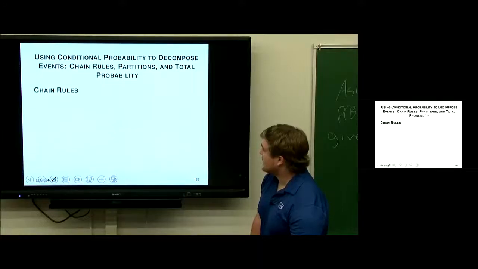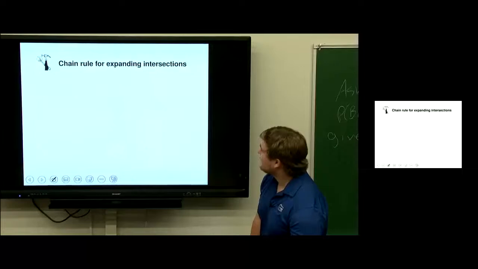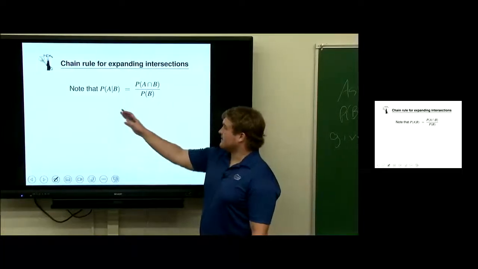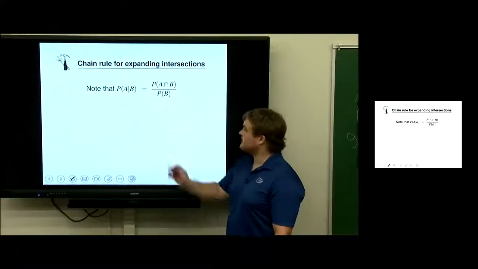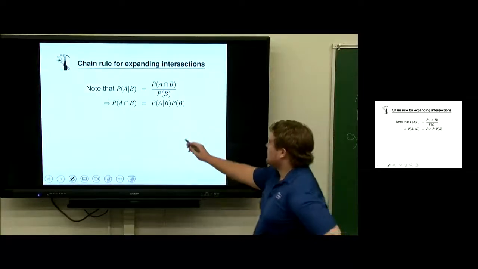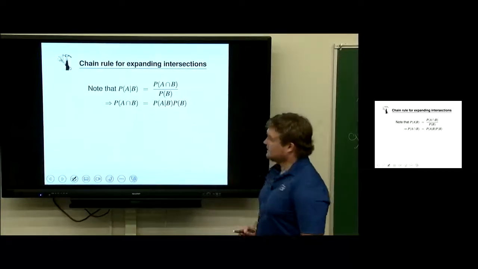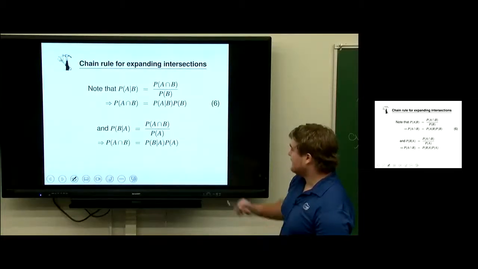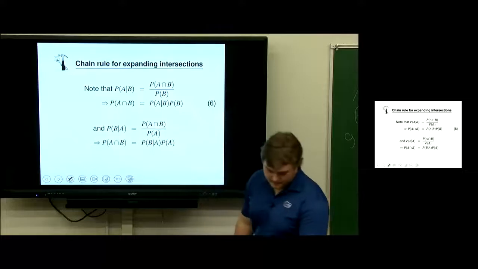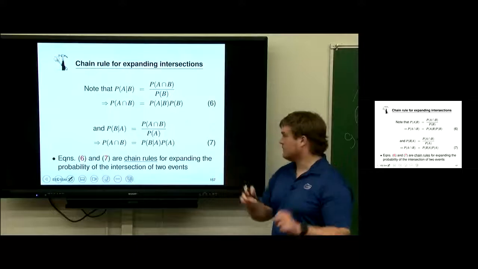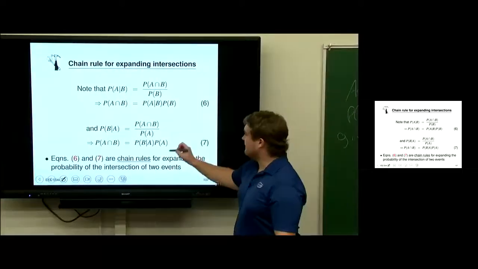So now we're going to get into chain rules for expanding intersections. We've used this a couple of times in this lecture. This is our definition from last class for conditional probability. We can move the probability of B to the other side. And we can also look at the probability of B given A and move the probability of A to the other side. Equations 6 and 7 are called chain rules for expanding the probability of this intersection.